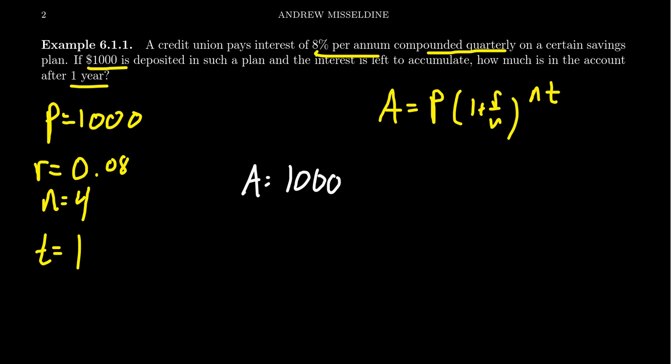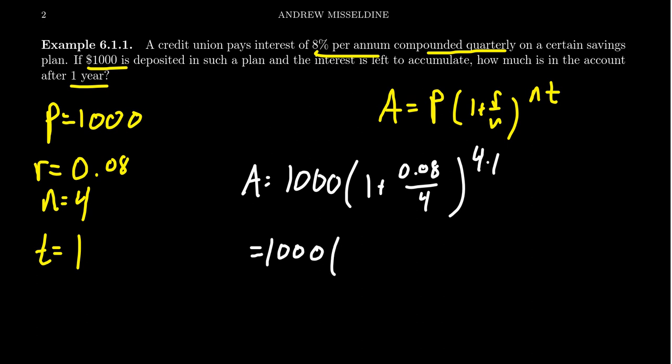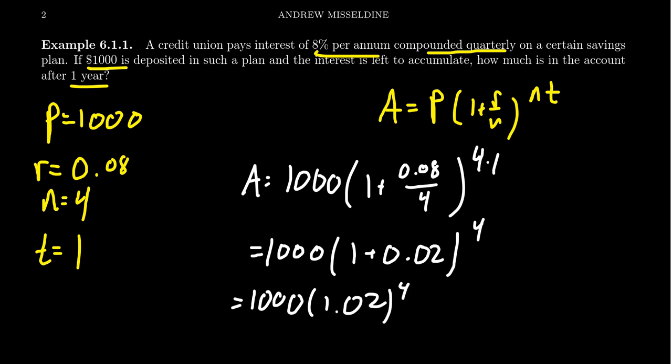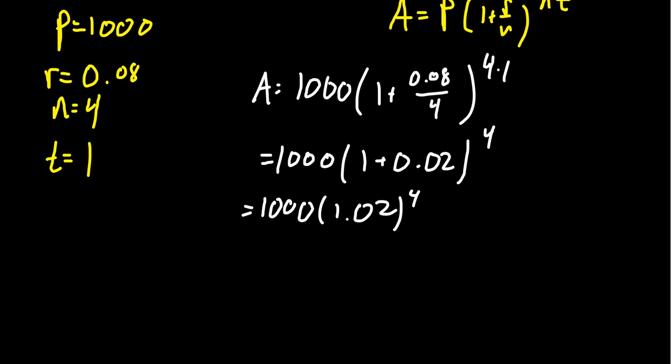We're going to take 1,000 times (1 plus 0.08 divided by 4) raised to the 4 times 1. So essentially in a year, 4 quarters will have occurred. Computing some of these things, we see, for example, that 4 goes into 0.08 0.02 times. That is, the quarterly interest rate would be 2%. 4 times 1 is 4. You're going to end up with 1,000 times, well, now you get 1 plus 0.02, that's going to be 1.02, right? So we see there's going to be a 2% growth per quarter, and there's going to be 4 quarters.